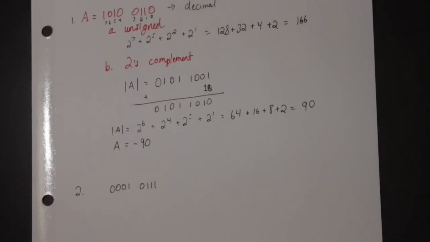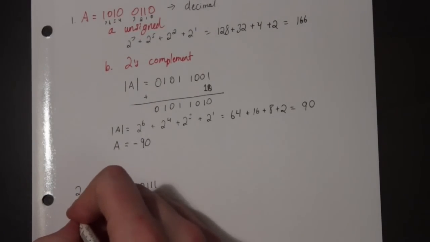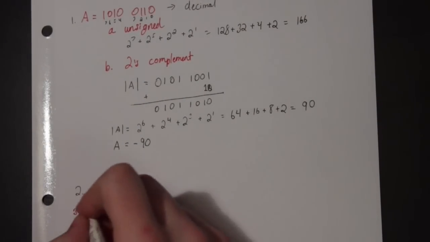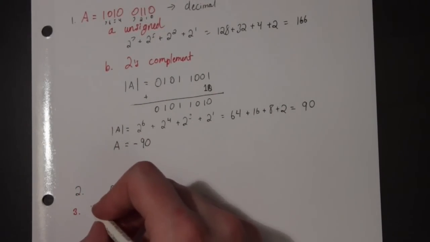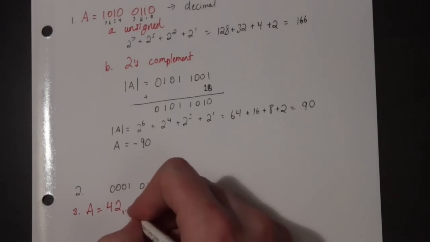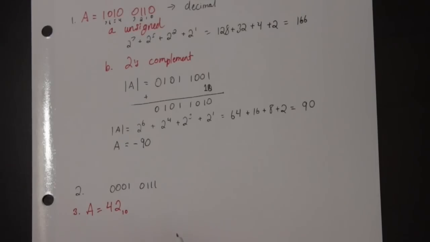I'm going to put this here to save space, then we're going to do number 4 on the other side because it doesn't take up very much room. So we're asked to convert a, which is equal to 42 in base 10, to binary. Specifically, we're asked to convert it to 8-bit binary.